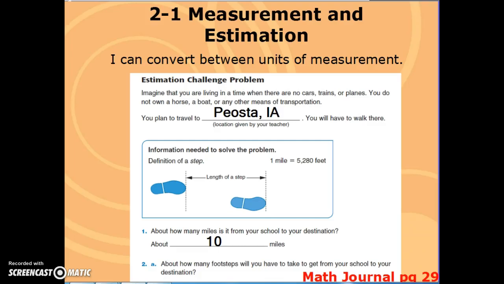Lesson 2-1 is measurement and estimation. The objective is I can convert between units of measurement. So in this lesson, you're doing an estimation challenge. You're going to imagine that you're living in a time when there were no cars, trains, or planes.